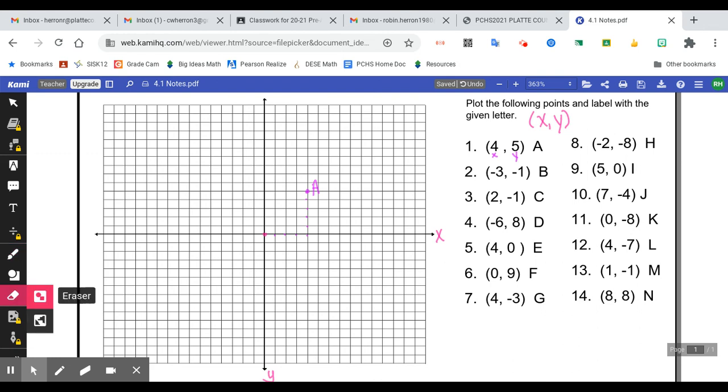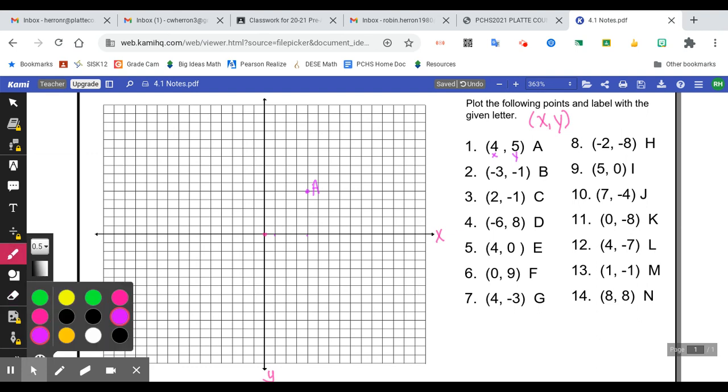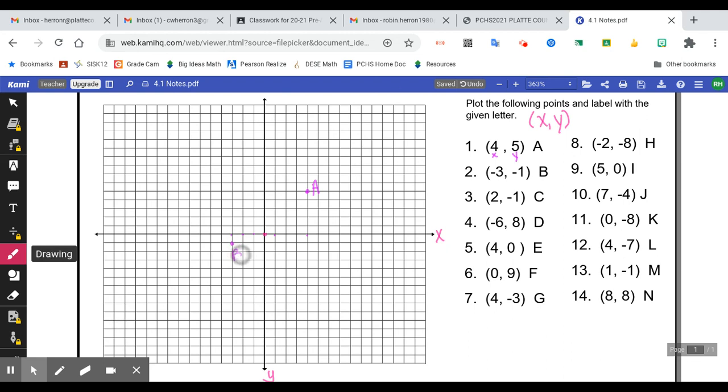Number 2 gives us -3, 1. So same thing. -3 would be left 3 because it's negative. So 1, 2, 3. And then up 1. So x and then y. This would be my B point.